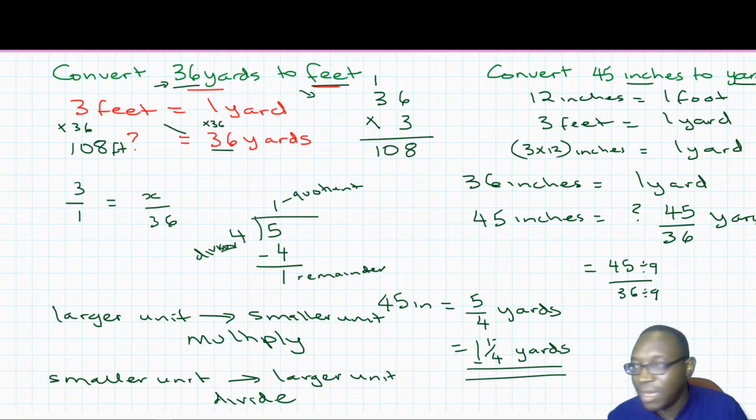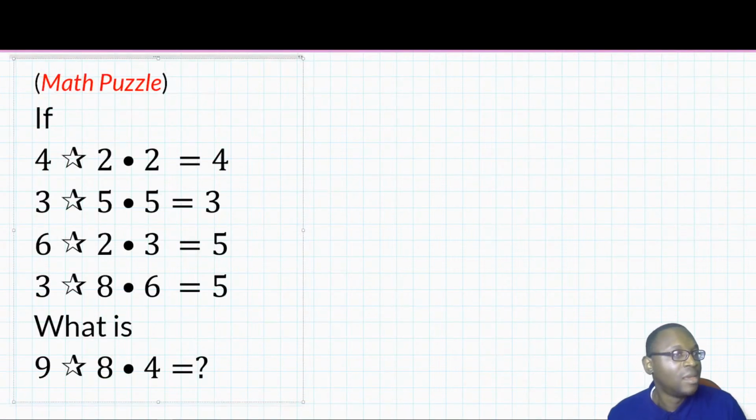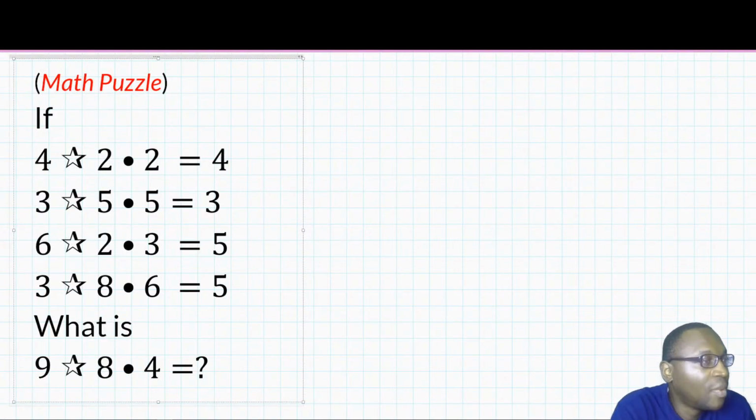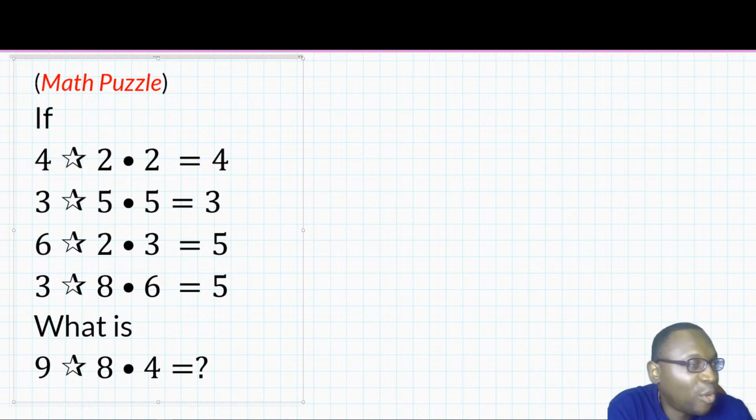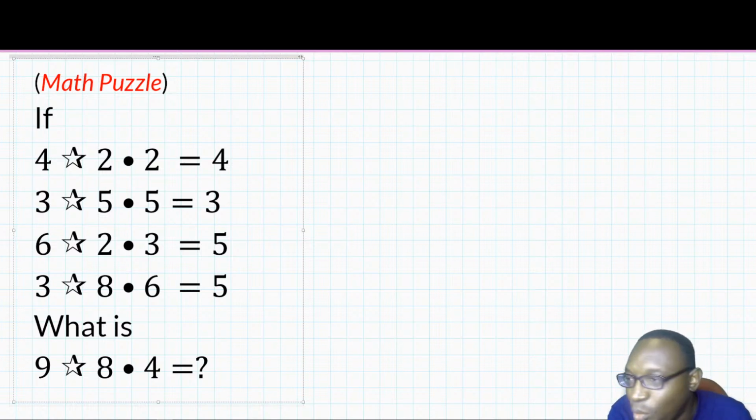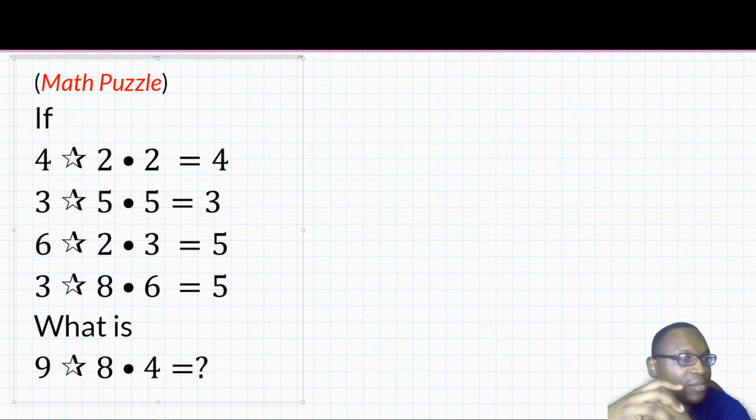Okay, so let's go ahead and do some puzzles here. So we have symbols today. So if 4, star, 2, period, 2 is equal to 4. And the same for 3, 5, and 5. 6, 2, and 3. 3, 8, and 6. What is going to be 9, star, 8, period, 4? What is 9, star, 8, period, 4? I guess you can call that a big shaded circle.